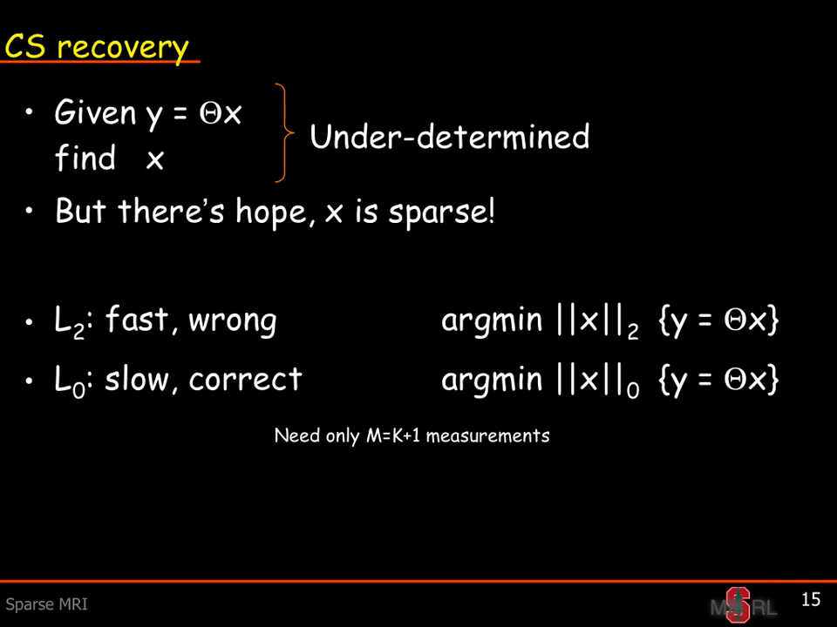L0 norms are actually correct in that an L0 norm is just the sum of non-zero values in a vector. The L0 norms are correct, but they are very slow and difficult to implement. So in this case, we would replace the L2 norm that we're trying to minimize with an L0 norm, and this would give us a sparse result if we could solve it efficiently, but it's very difficult to do.